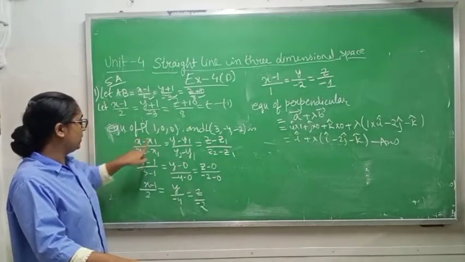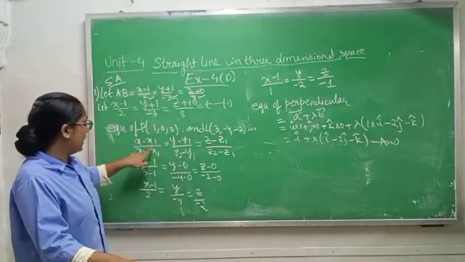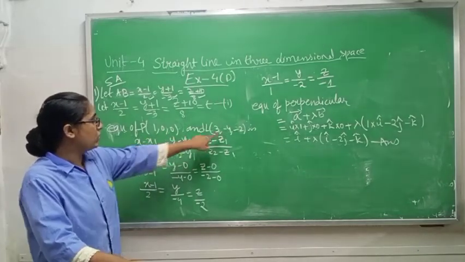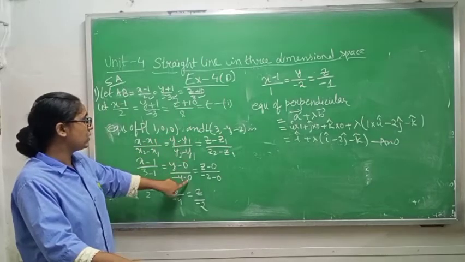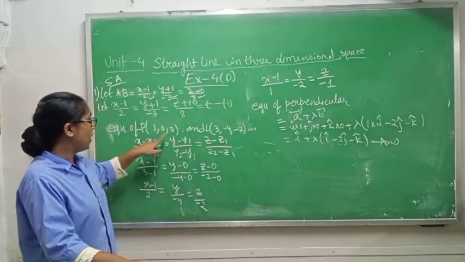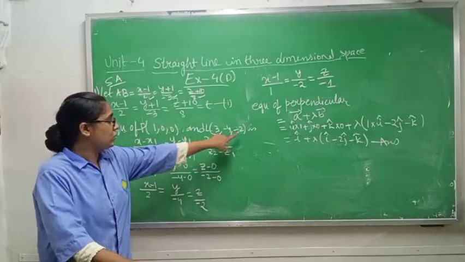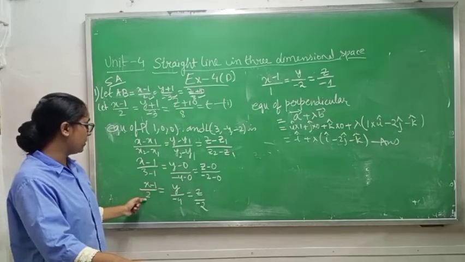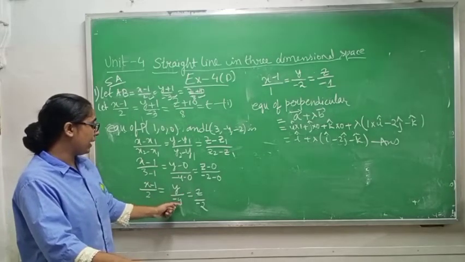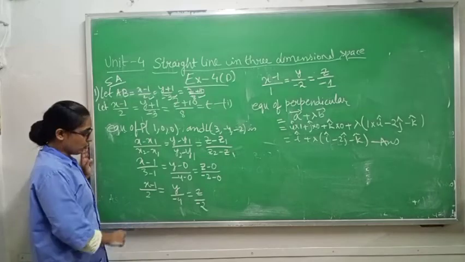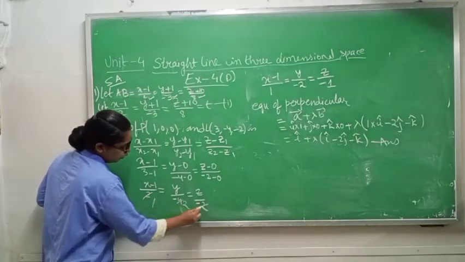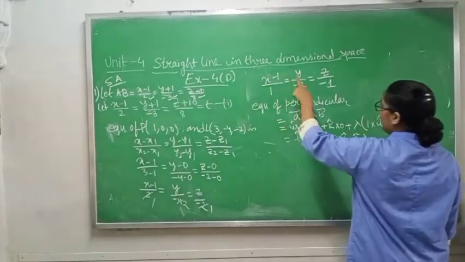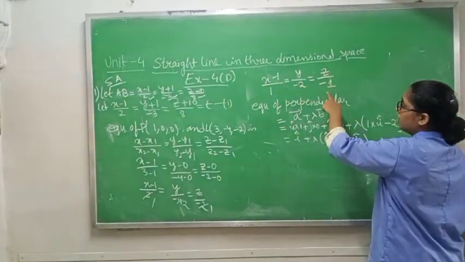So x1 is 1, x2 is 3, again x1 is 1. For y, y1 is 0, y2 is minus 4, y1 is again 0. z1 is 0, z2 is minus 2, again z1 is 0. When you solve, you will get x minus 1 by 2, y by minus 4, z by minus 2. Now 2 ones are 2, 2 twos are 4 and 2 ones are 2. You will get x minus 1 by 1 equals y by minus 2 equals z by minus 1.